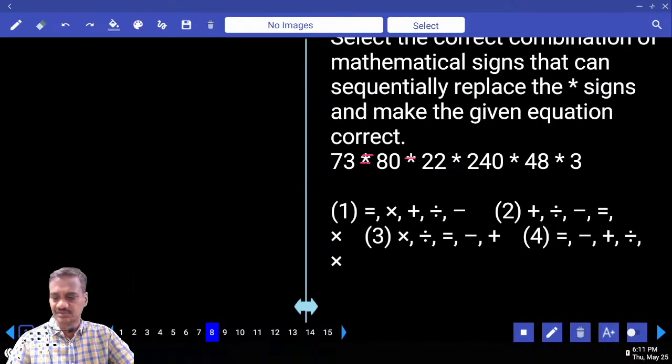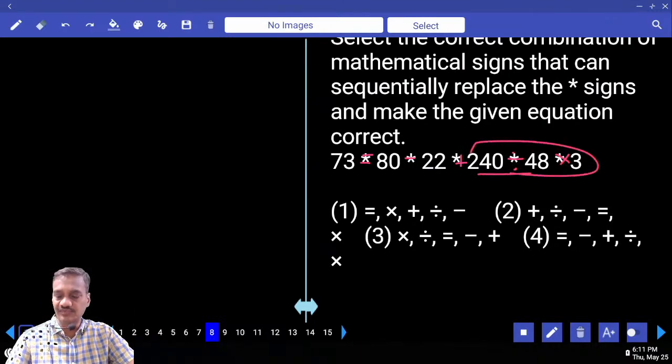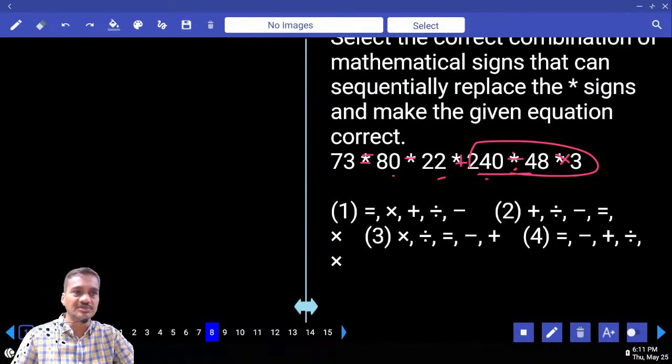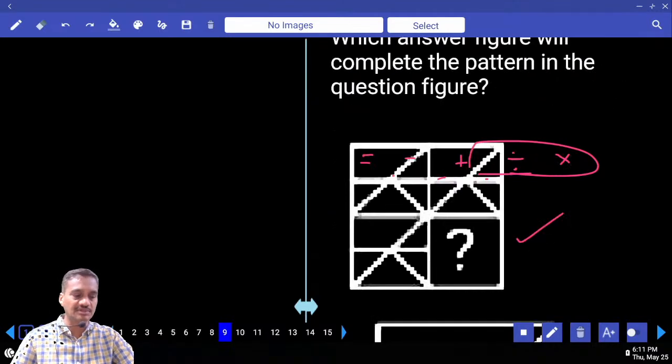And what is the next one? We have minus and plus, division, and the next one is what? Into. Now 24 divided by 48, 5. 5 into 3, 15. Now 80 plus 15, 95 minus 22. And so what is your answer here? Choice 4, question number 8.